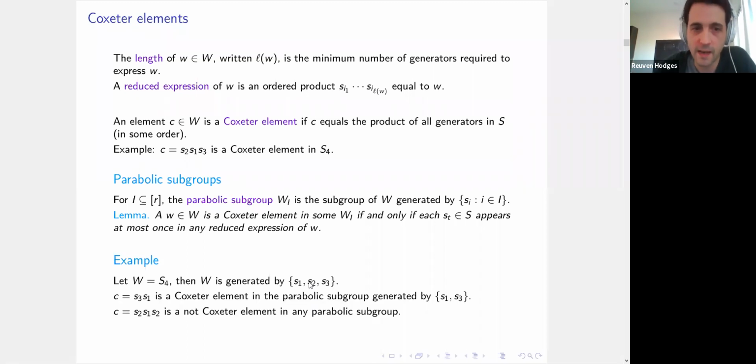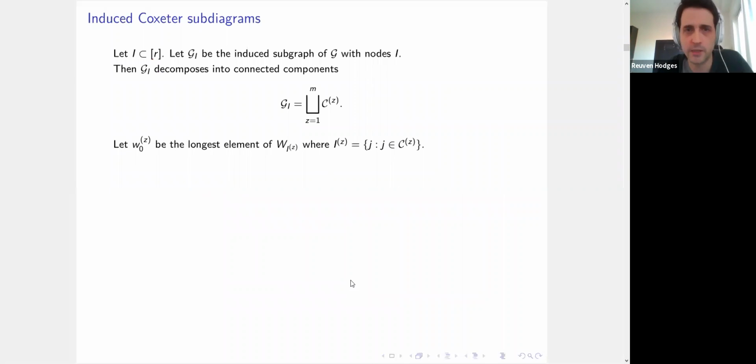So just as a quick example, for this same W equals S4, W is generated by S1, S2, S3. So for example, S3, S1 is a Coxeter element in some parabolic subgroup, but S2, S1, S2 is not because S2 appears twice in the reduced expression. Okay, so being a Coxeter element in a parabolic subgroup is equivalent to all the simple reflections appearing at most once. Okay.